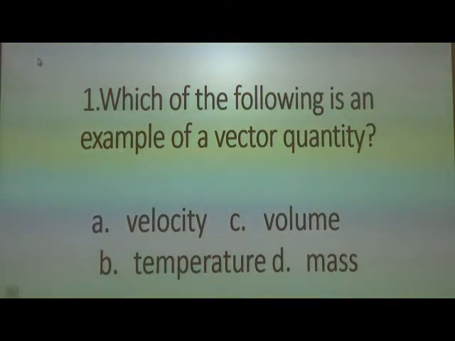Question number 1. Which of the following is an example of a vector quantity? Now a vector has two components to it. It has magnitude and it has direction. So you have to look at the possible answers and choose which one has magnitude and direction. Alright, hopefully you picked velocity, because velocity is displacement over time. Displacement has magnitude and direction.